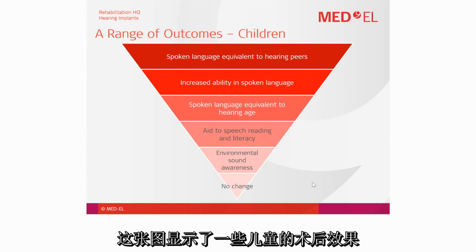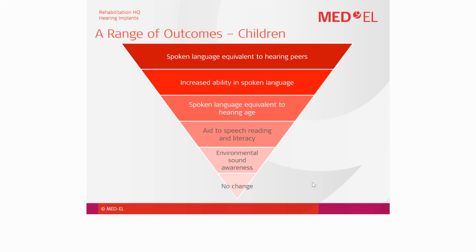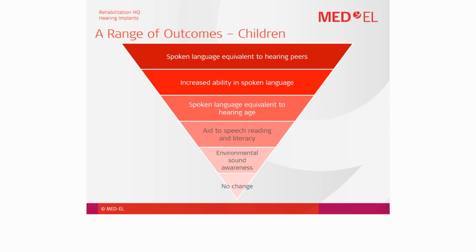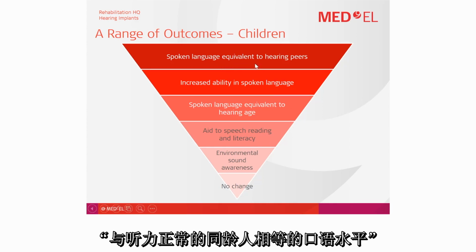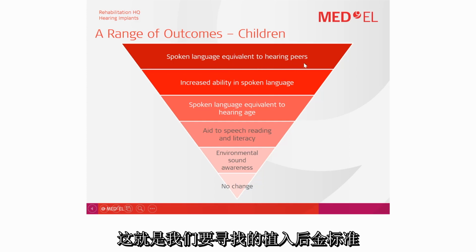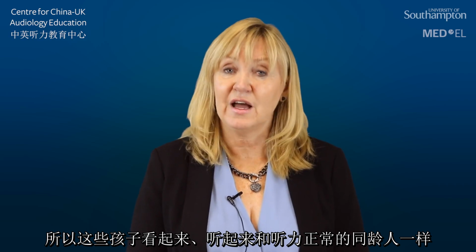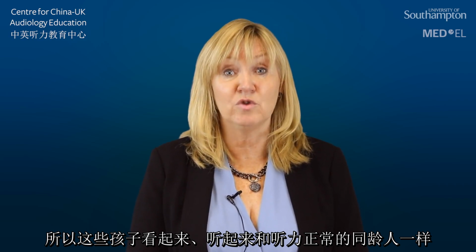So this graphic shows a range of outcomes in children, because we know that post-implantation we do see a range of outcomes. At the top of this graph you will see spoken language equivalent to hearing peers. And that's really, if you like, the gold standard that we're all looking for post-implant. This is a child who, having received their implant, ends up with spoken language exactly the same as a child of the same age. So these children look and sound exactly like their peers who have normal hearing. But of course we know that that is not the case for every child who is implanted.